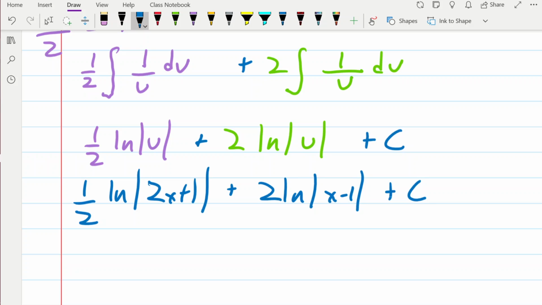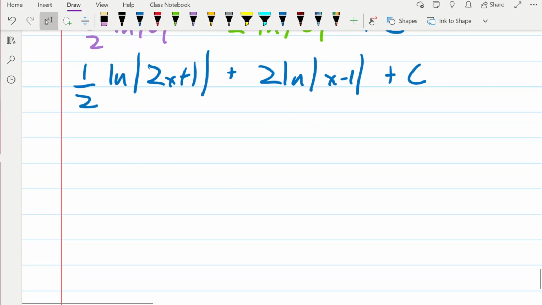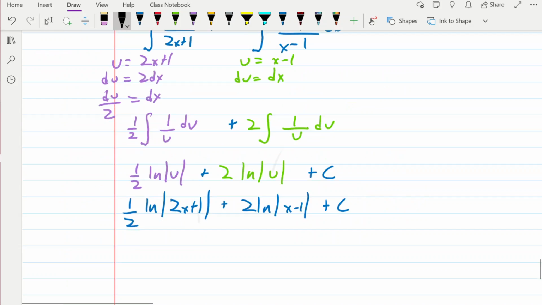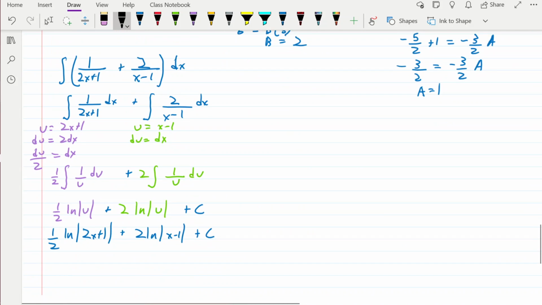And then we can check the answer real quick. So 1/2 ln |2x plus 1| plus 2 ln |x minus 1| plus c. And that is the answer for number 9. All right, time to go to number 11. Here I will just show all the work real quick.